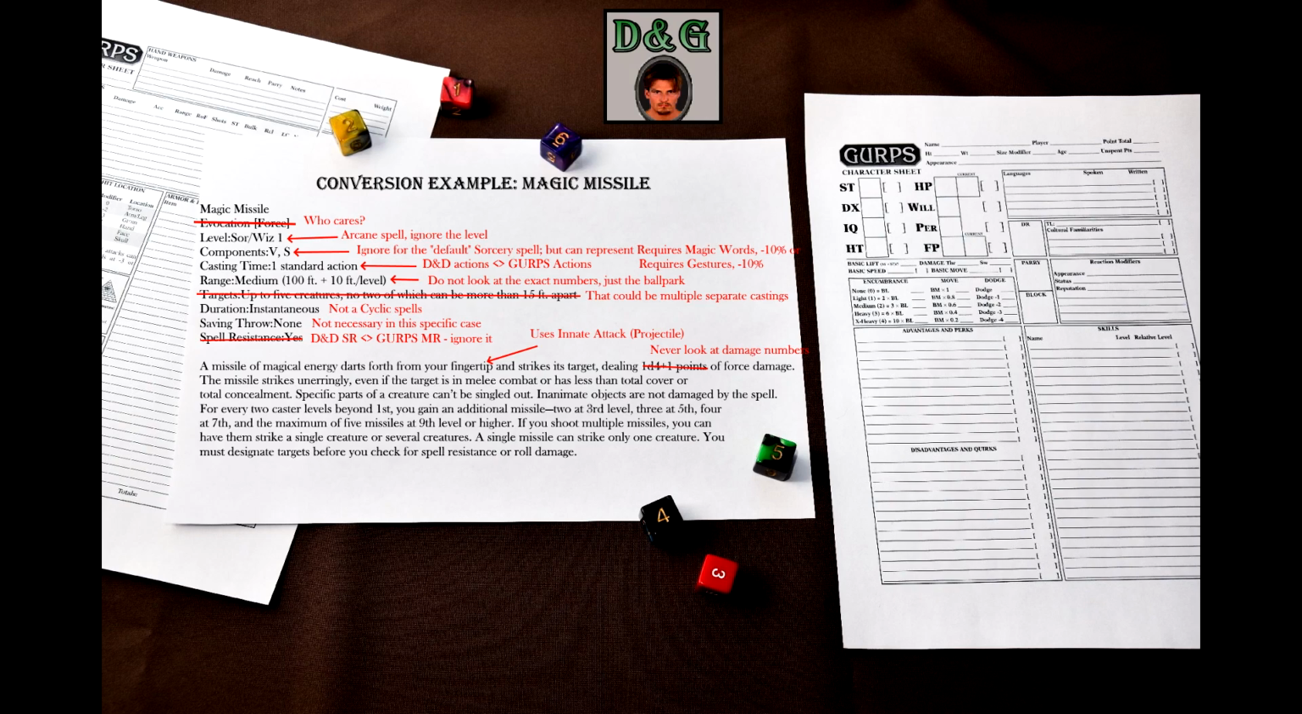A missile of magical energy darts forth from your fingertip. This indicates that it will use the innate attack projectile skill and strikes its target, dealing 1d+4 damage. Never look at damage numbers. D&D damage is very different from GURPS damage, just like D&D hit points are very different from GURPS hit points. So you should simply disregard these numbers. Also, this allows you to make fewer conversions.